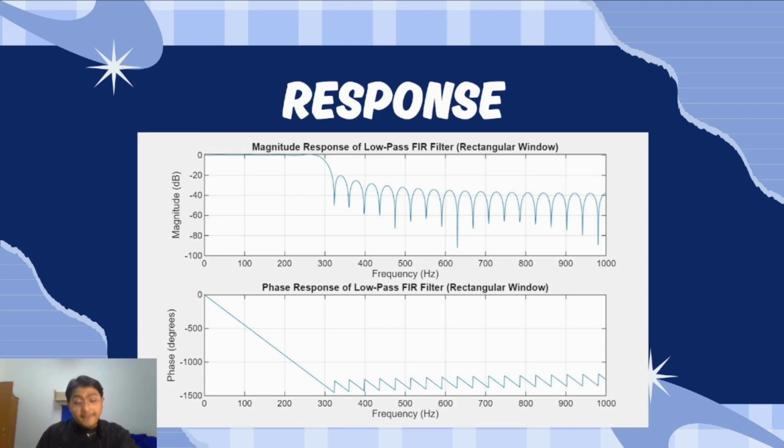Now look at the phase response. In the passband, the phase is a straight line with a negative slope. This indicates linear phase behavior, which means all frequencies in the passband experience the same time delay, specifically 25 samples or 12.5 milliseconds. This preserves the shape of the input signal, which is highly desirable in audio and communication systems.